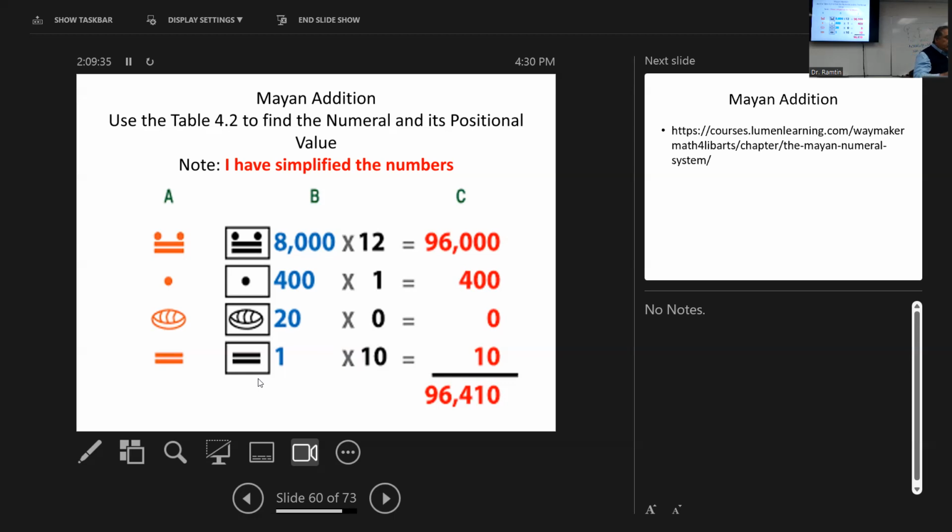Then you find the place value, you do the multiplication and you add them together, you get the value 100,952. You follow? So notice what I did, I simplified the numbers. Instead of using 18, I just made it 20.